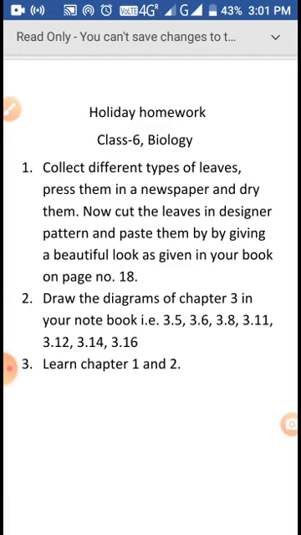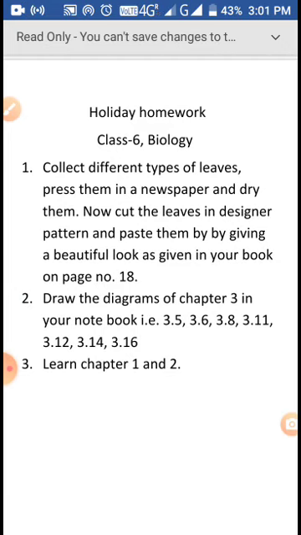Then you have to cut the leaves in the designer pattern. The designer pattern is given in your book on page number 18. Now cut the leaves in designer pattern and paste them by giving a beautiful look as given in your book on page number 18. And this work you have to do in your fair notebook, on one side paper where the blank paper is there.